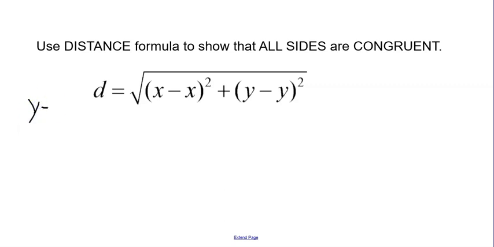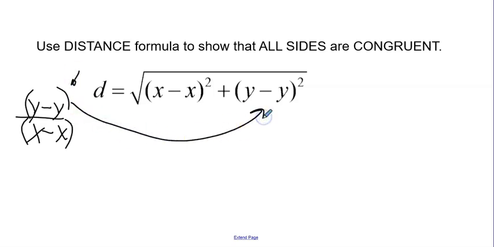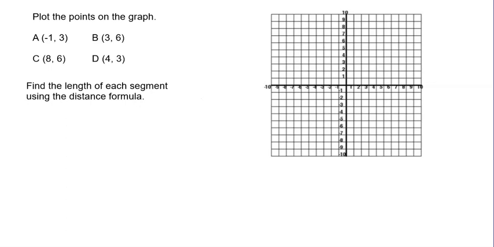So when we find the slope, if we just count on the graph, whatever number goes here, we can just plop in here, and whatever number goes here, we can just plop in there. So that's a little shortcut. So plot the points on the graph.